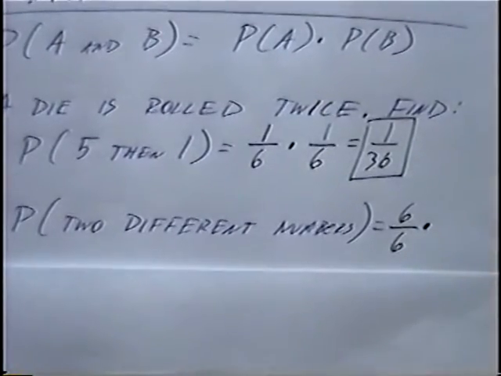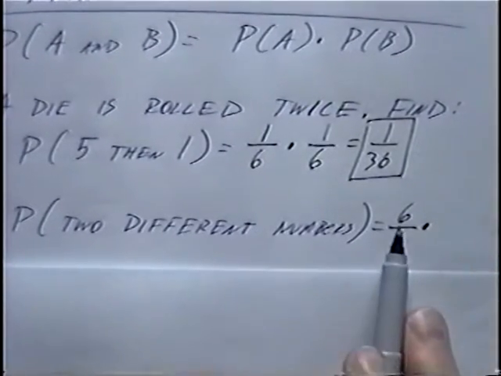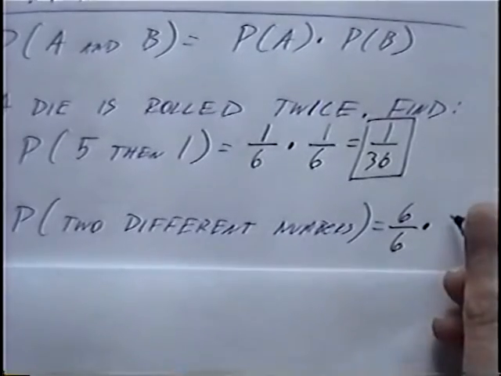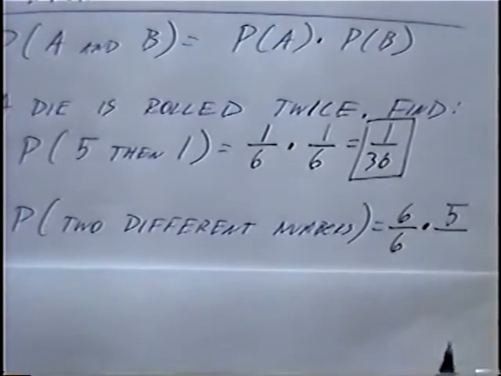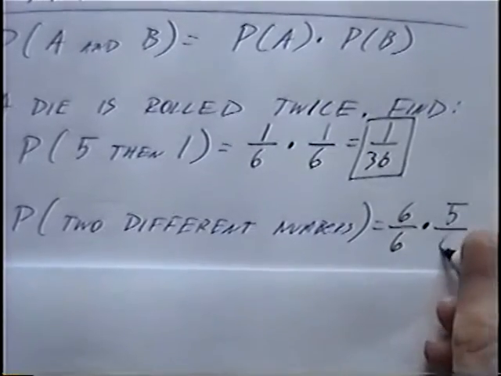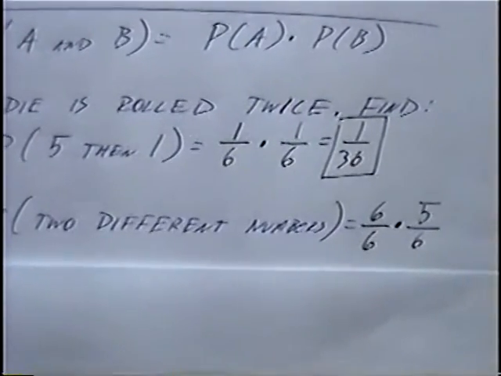The second event, we have to roll a different number from the one that we rolled first. It does not matter which number we roll, there will be 5 different numbers besides that number. And again, there are 6 total numbers on a 6-sided die.